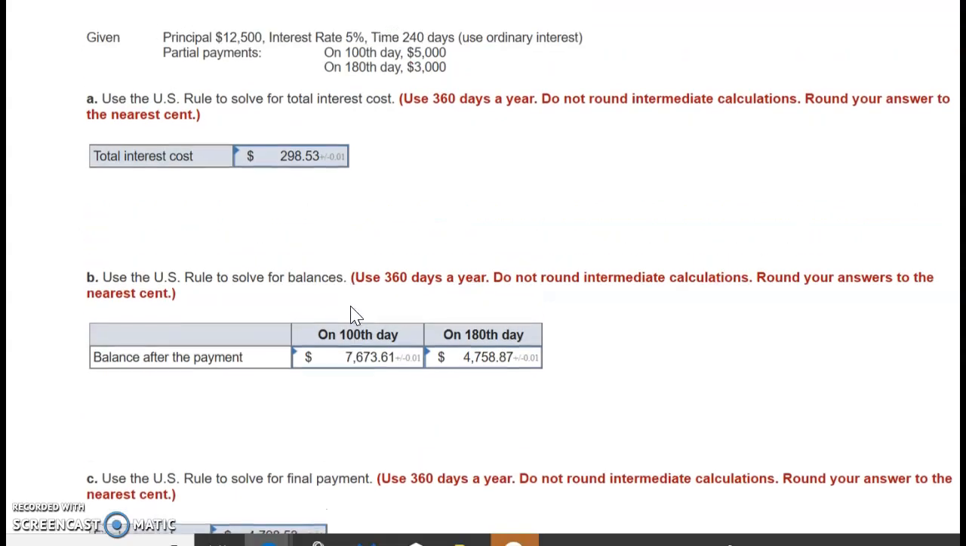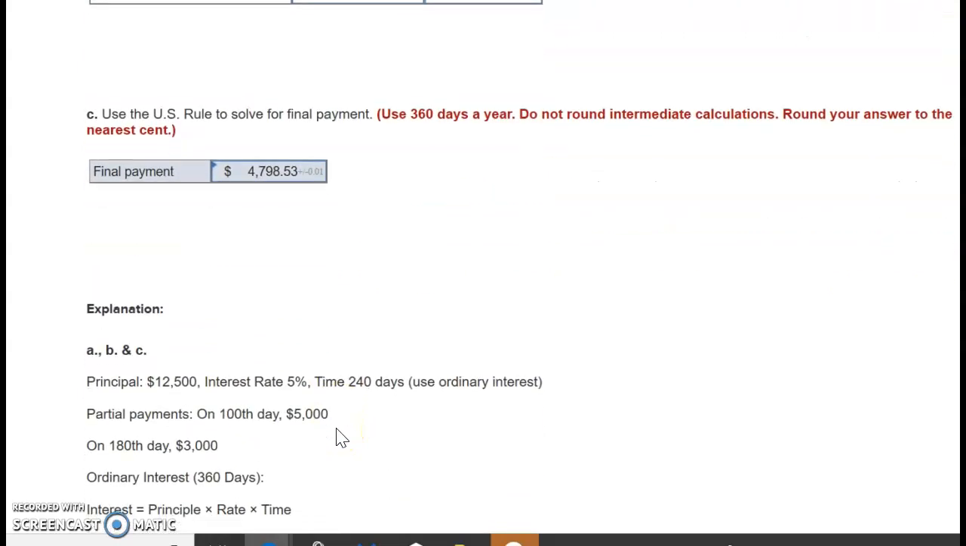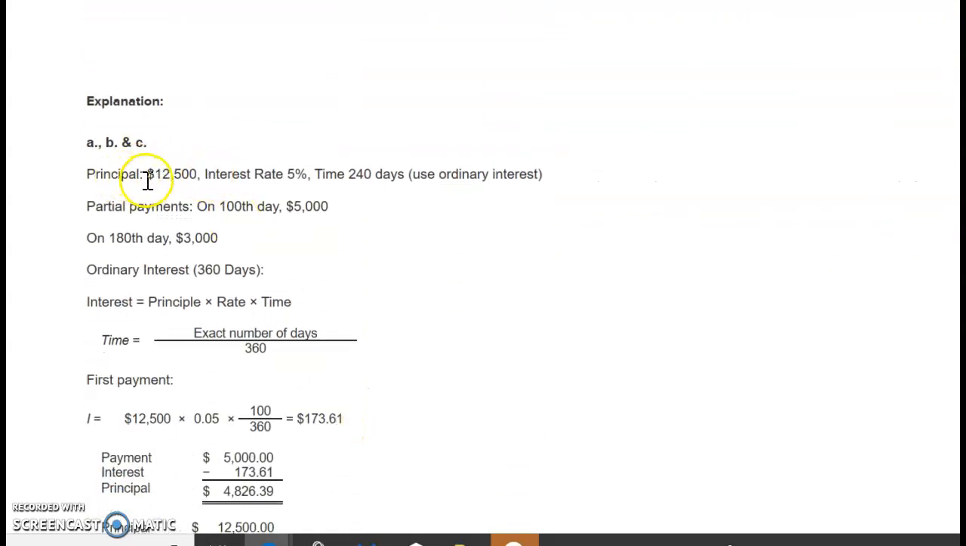So first we're going to solve for total interest cost, and then we solve for the balances on the 100th day and the 180th day. That's the principal balance, okay? And then also for the final payment. So here's our information. Principal is 12.5, interest rate is 5%, and time is 240 days. They tell you to use ordinary interest, and remember that O right there is going to remind you that ordinary interest is 360 days, okay?